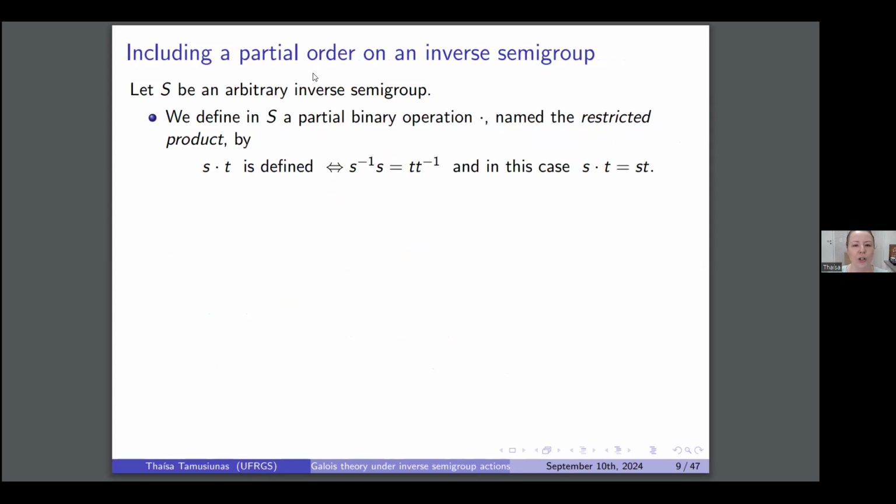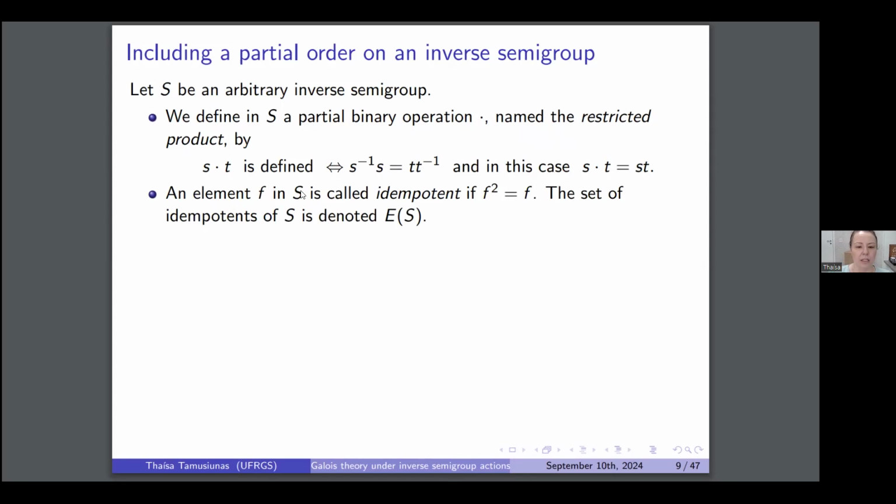Now, including a partial order on an inverse semigroup. Let S be an arbitrary inverse semigroup. We define in S a partial operation, named restricted product, defined in the following way. We say that S dot T is defined if and only if the inverse of S multiplied by S is equal to T multiplied by T inverse. And in this case, the restricted product is equal just to ST. Otherwise, it's not defined.